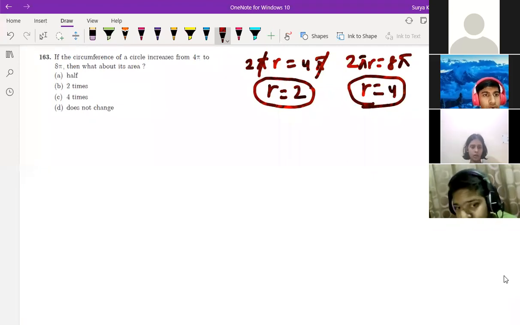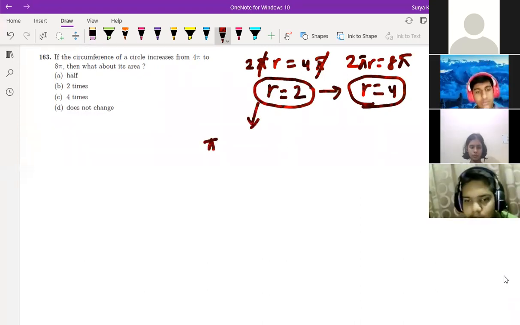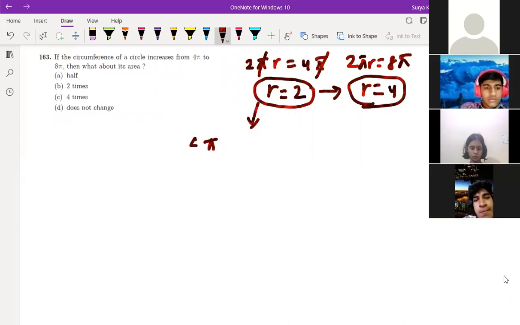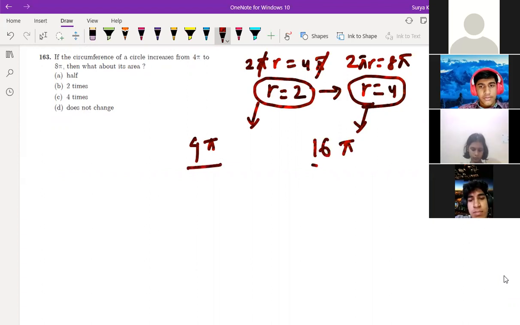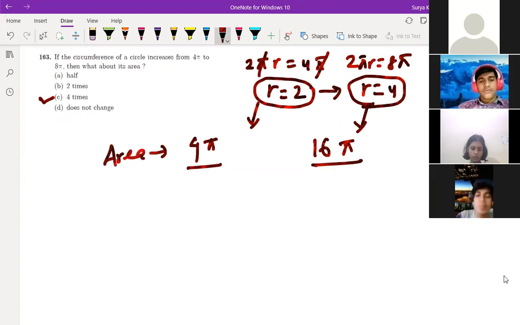4 times, sir. Yes. Before, if this was the radius, pi r squared means 4 pi will come. Correct. And here, pi r squared means 16 pi. Yes, 16 pi. So 4 pi to 16 pi. Answer is 4 times. Is it clear to everyone? Yes, sir. So it looks complicated, but it's a very easy question.